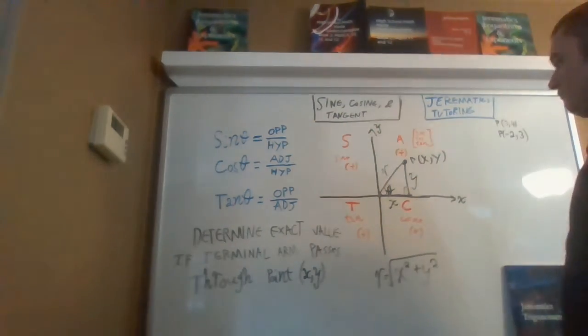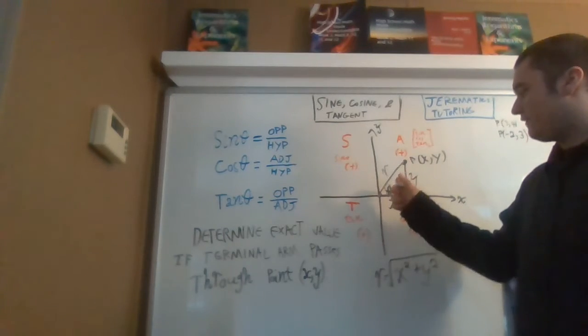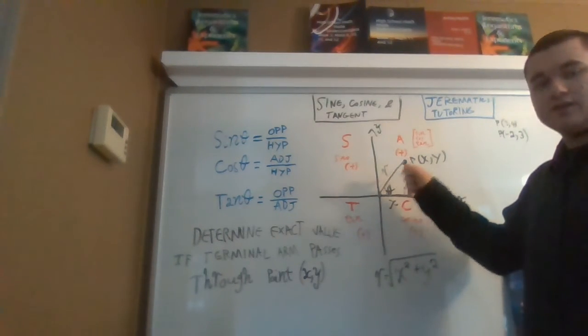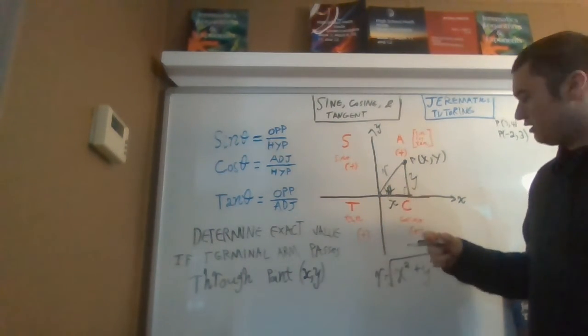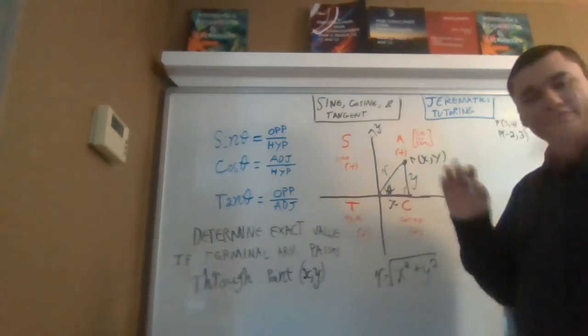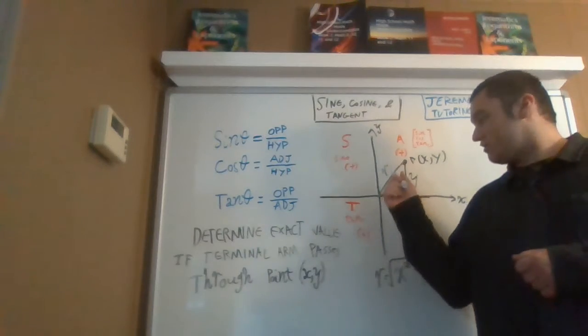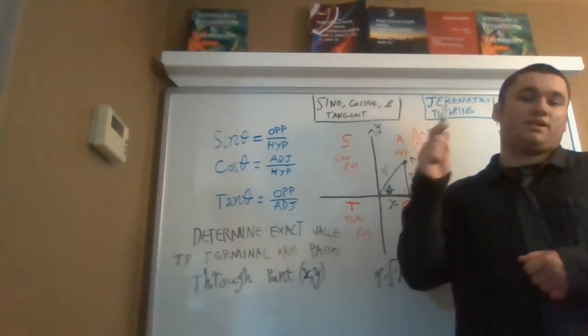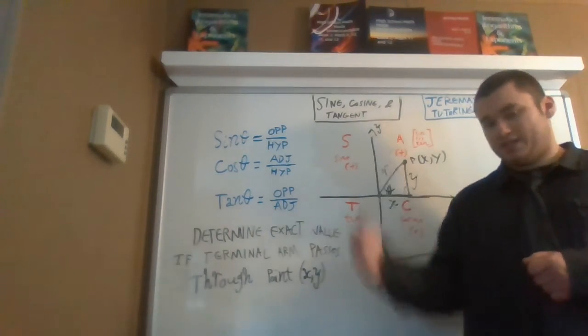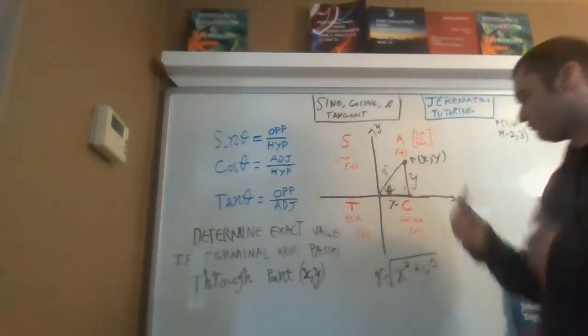What do we do now? Well, since we have our angle theta right here, we know that we're trying to find angle theta. We got our x, y, r all figured out. Now what we need to do is find the sine ratio of this angle, the cosine ratio of the angle, and the tangent ratio of the angle.